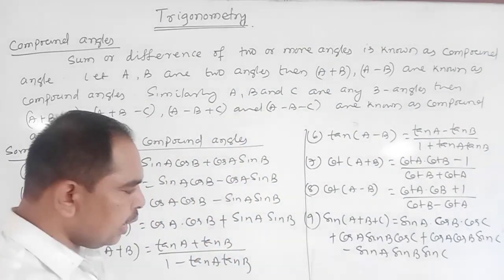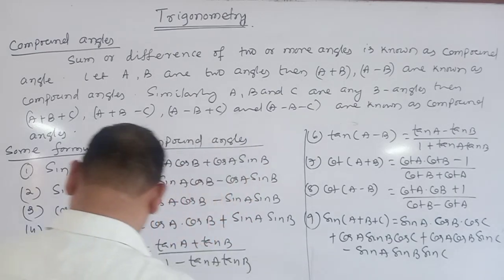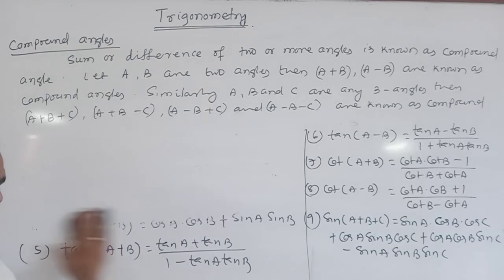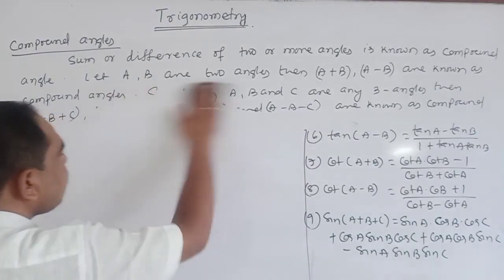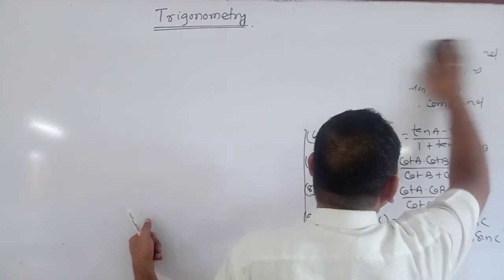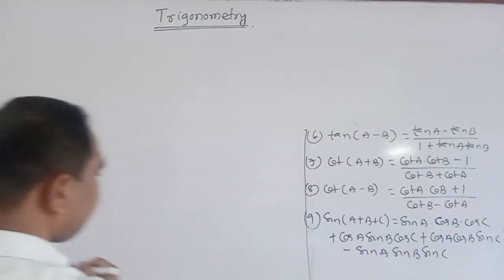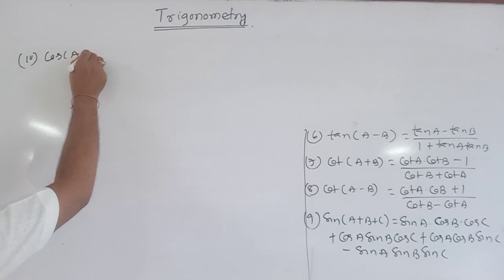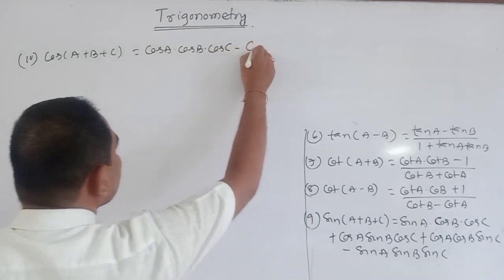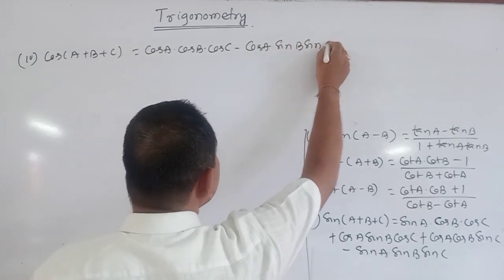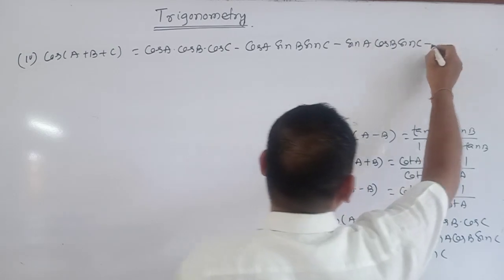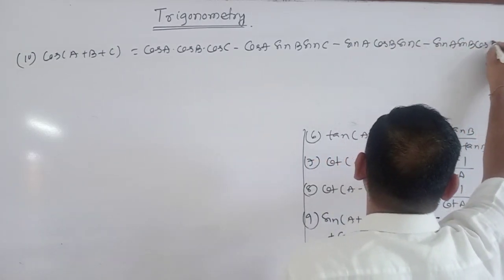Okay, next, ten, cos of A plus B plus C is equal to cos A into cos B into cos C minus cos A into sin B into sin C minus sin A into cos B into sin C minus sin A into sin B into cos C.